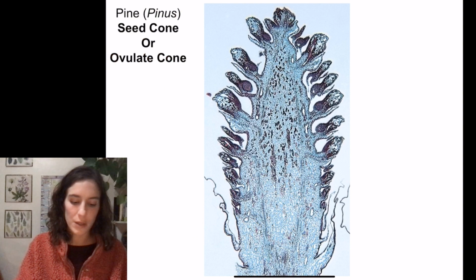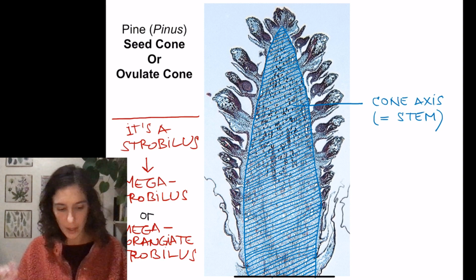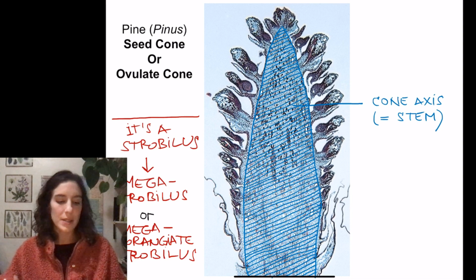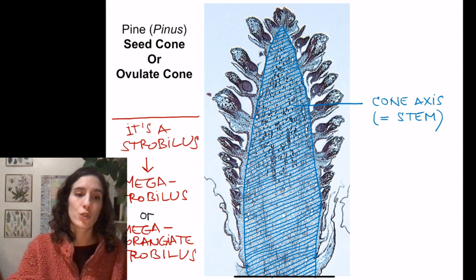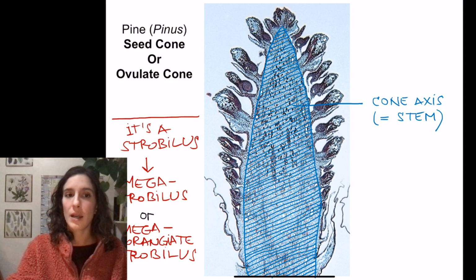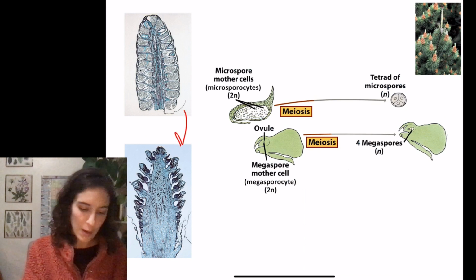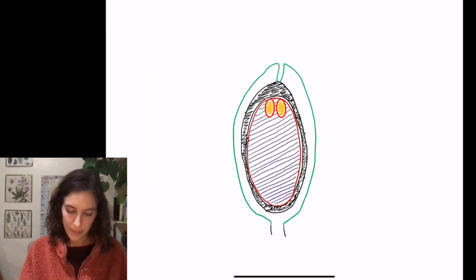Okay, so here's what a section of an ovulate cone would look like. You've got all these repeating units. Just like a pollen cone was a microstrobolus, an ovulate cone is a megastrobolus. Another word for that is a megasporangiate strobolus. Again, we've got that cone axis, and notice how similar these cones look when we look at a cross-section. We've got these overlapping units.